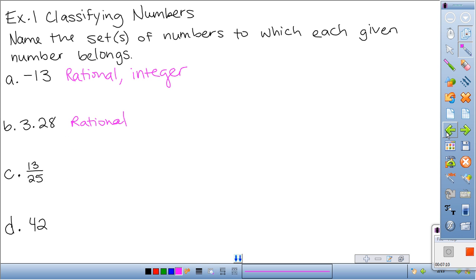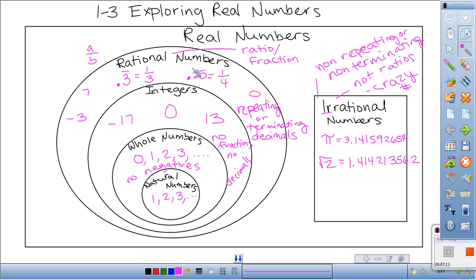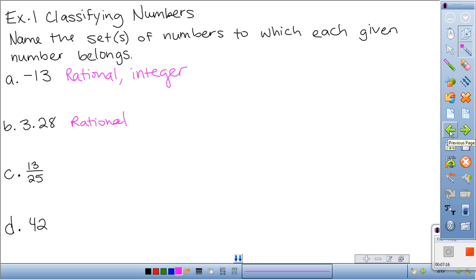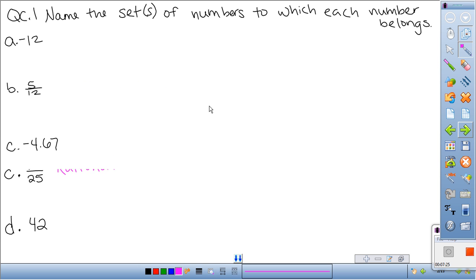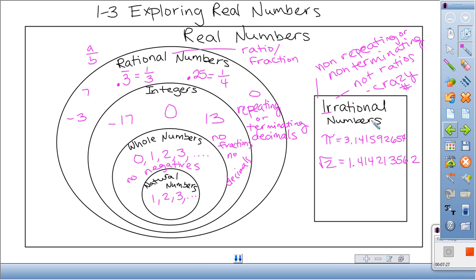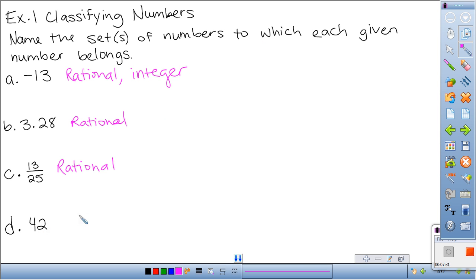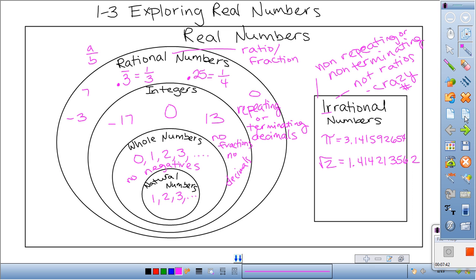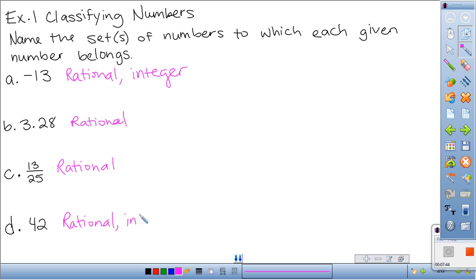C. Well, C, we can automatically see it is a rational number because it's a fraction. And basically the definition of rational is ratio, which means fraction, so it's definitely a rational number. And then we look at integers. No, it's not an integer because it's a fraction. Integers are no fractions or decimals. And finally, 42. Obviously, that's a rational number. It's not a crazy number at all. It's a very normal number we encounter all the time. It is an integer because it doesn't have fractions or decimals.